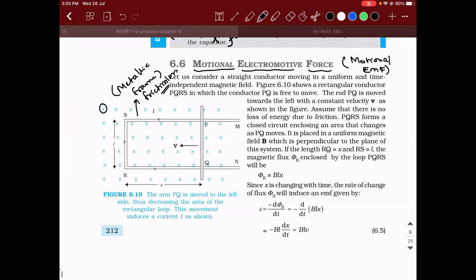On it there is a conductor PQ of length L that is placed, and this conductor is free to move on this frictionless frame. Suppose this conductor is given a velocity v in the leftward direction, which is constant.